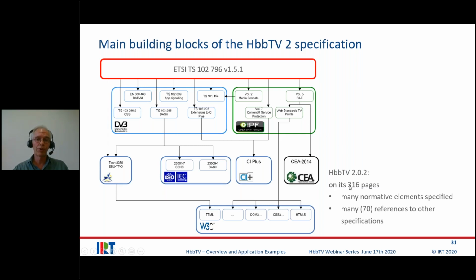It has more than 300 pages and it specifies many normative elements on those over 300 pages, but it also makes reference to a good number of other standards from DVB, so the broadcast related standard, ISO standards, the web standards, of course, CI Plus standards from the Open IPTV Forum. So there are many other specs reused by the HbbTV concept in general.